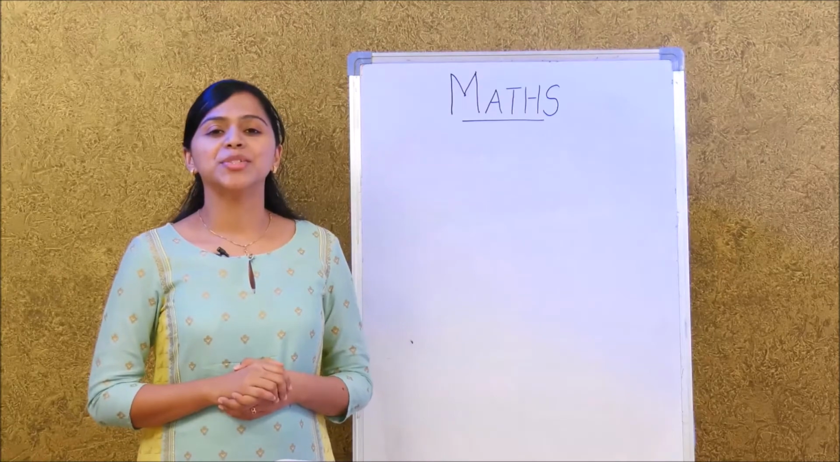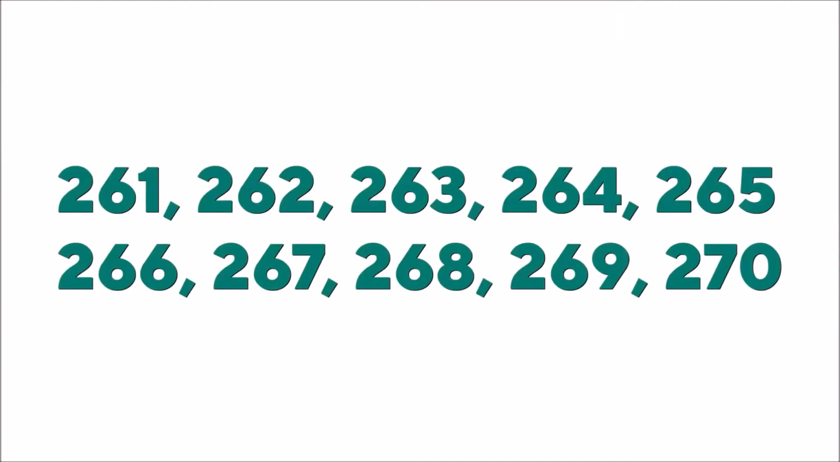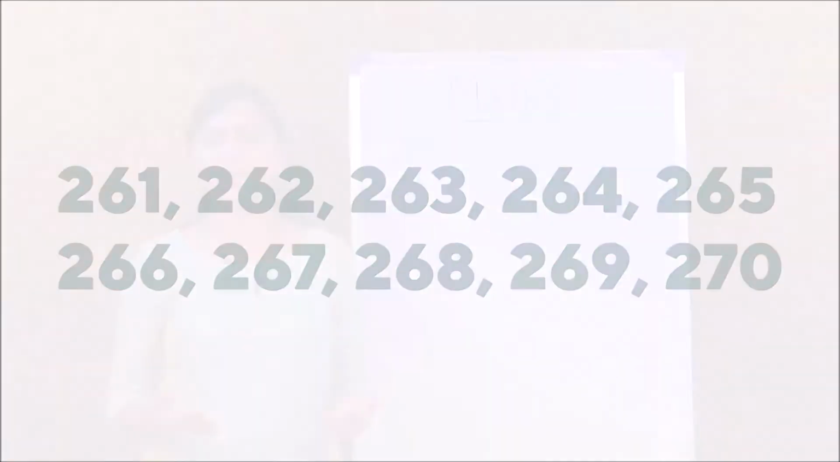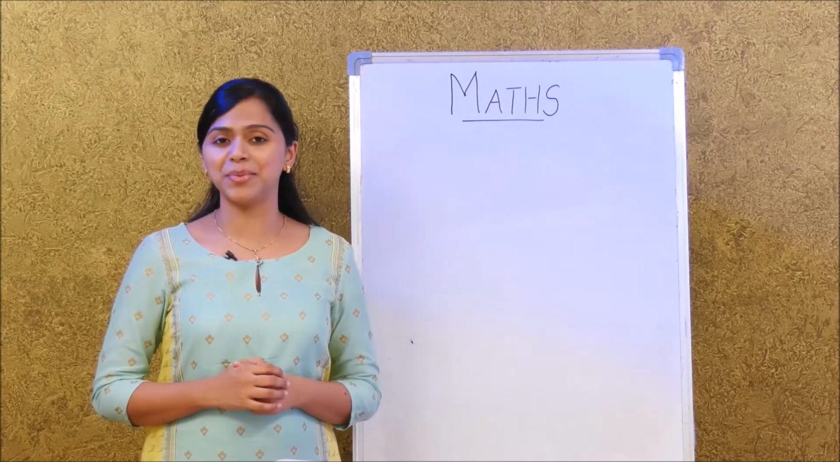Okay? 260. All right? So 261. Tell along with me. 262, 263, 264, 265, 266, and then comes 267, 268, 269, and 270. Very good. So I believe you remember the numbers very well.